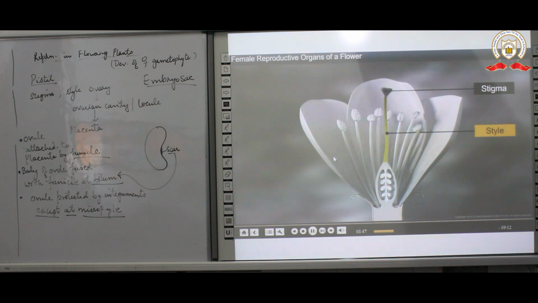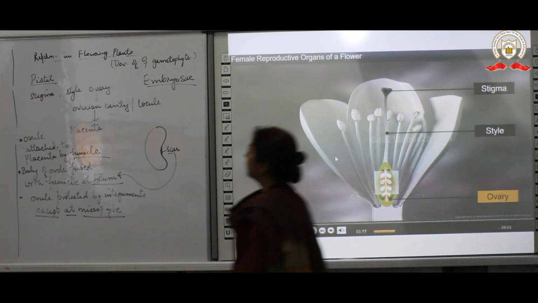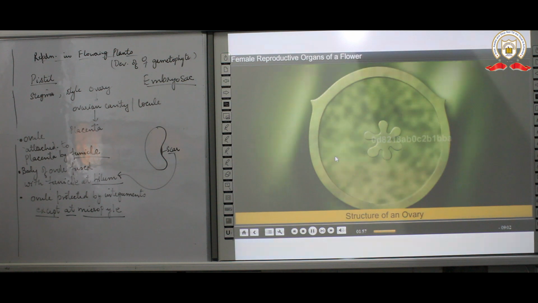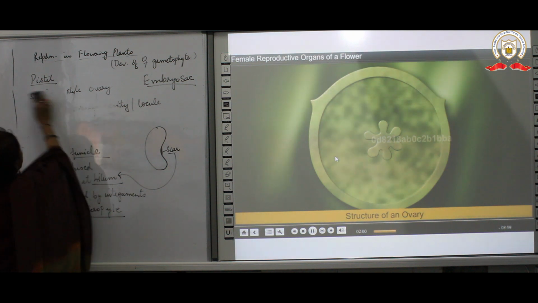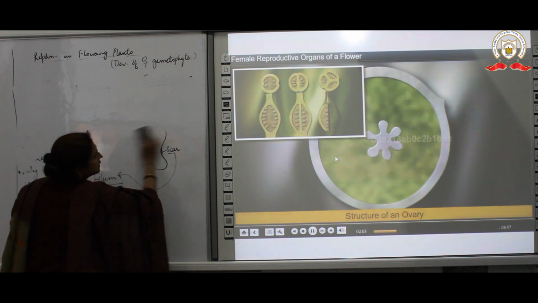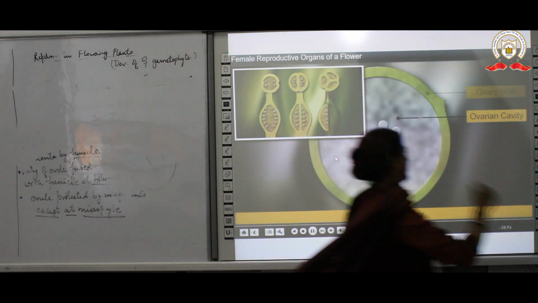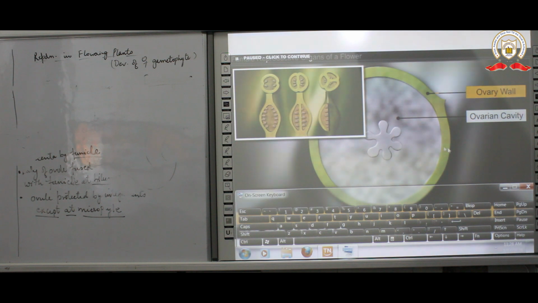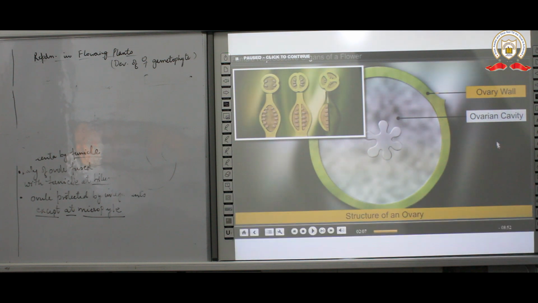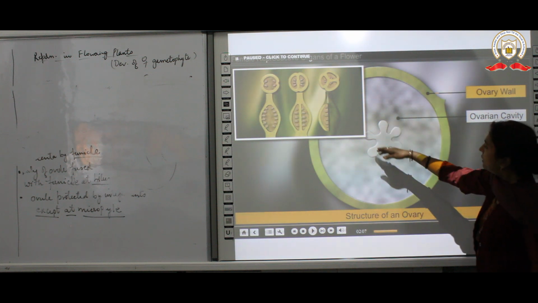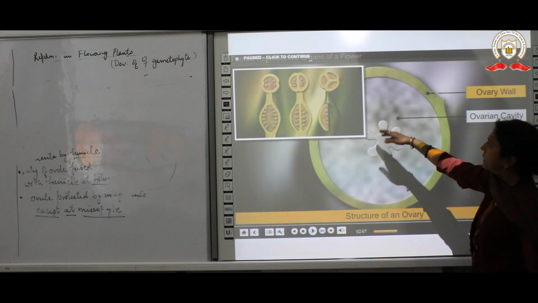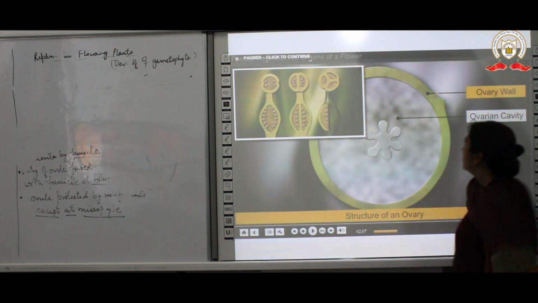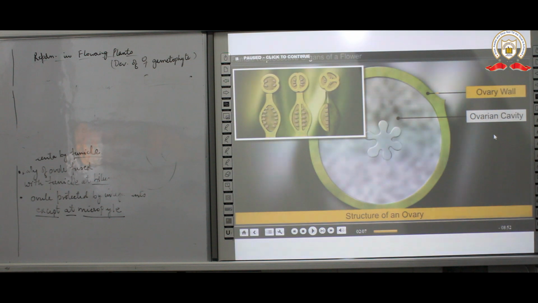Now, when we discuss the development of the embryo sac, the process of formation of the female gametophyte occurs through megasporogenesis. We just discussed the ovarian cavity. You can see the ovarian cavity, and in class 11 we discussed the types of placentation. You can see the different types of placentation here. That has already been discussed earlier.